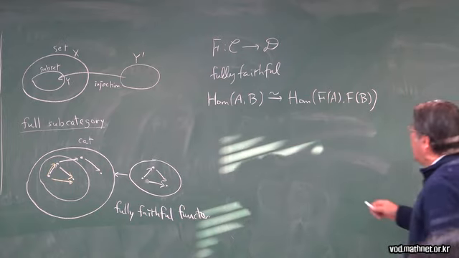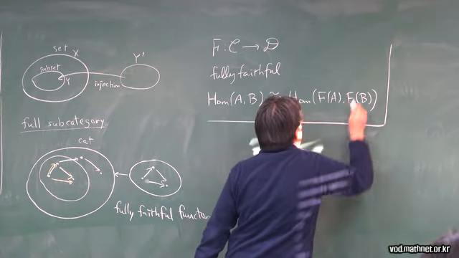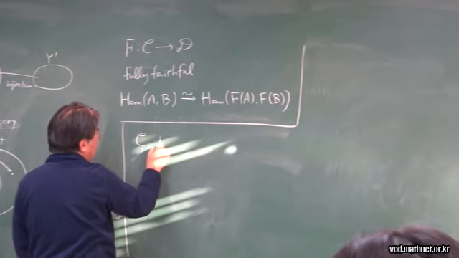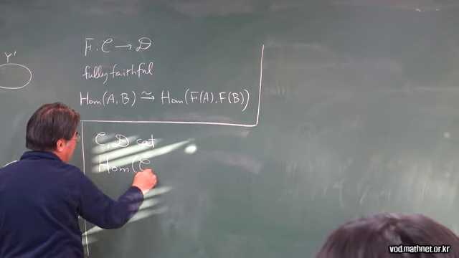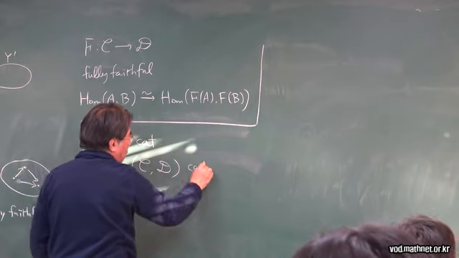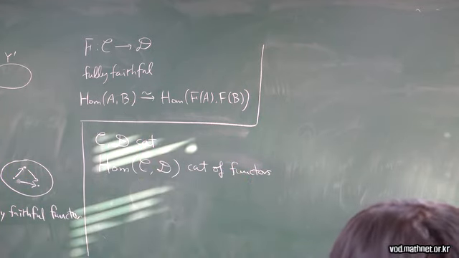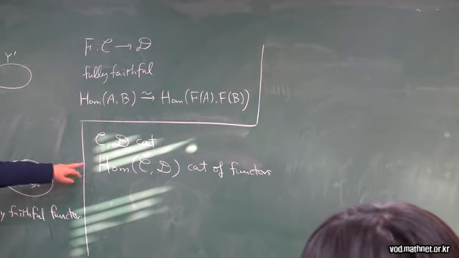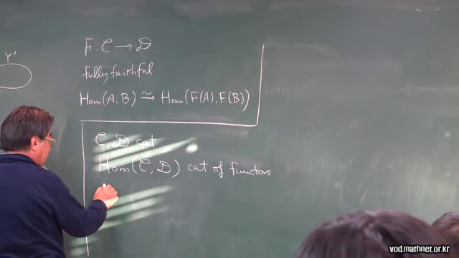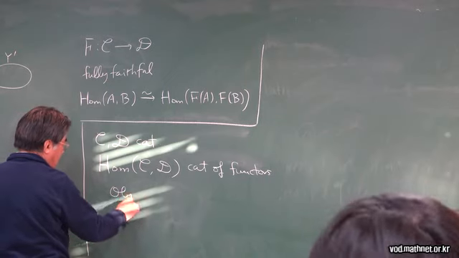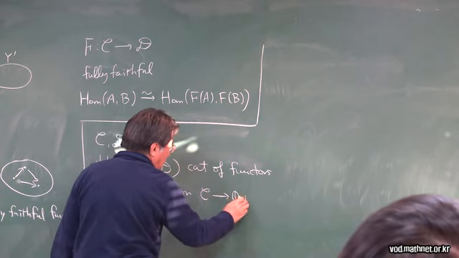Okay. And then suppose that you have two categories, C and D. Then there is a category of functors, denoted by Hom(C, D). So what is the category of functors? Its objects are functors from C to D.